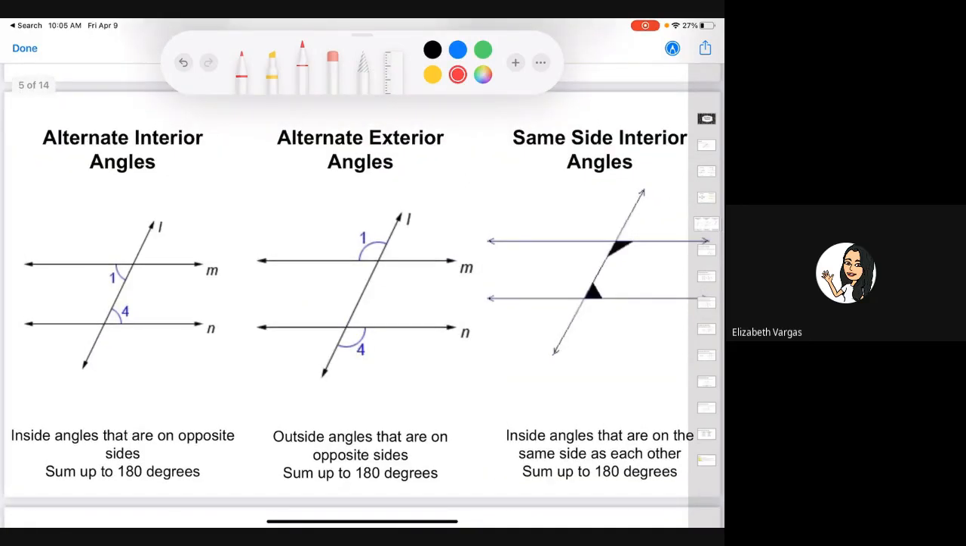We also have alternate interior angles. First thing to think about, they are going to be interior angles, so angles on the inside. But there are interior angles that are on opposite sides of each other. So 1 and 4 are alternate interior angles. This angle and this angle would be alternate interior angles. So they're interior angles on opposite sides of each other. A unique thing about alternate interior angles is those two angles, when added together, will equal 180 degrees. So if I was to add the measure of angle 1 plus the measure of angle 4, what I need to get is a degree of 180.